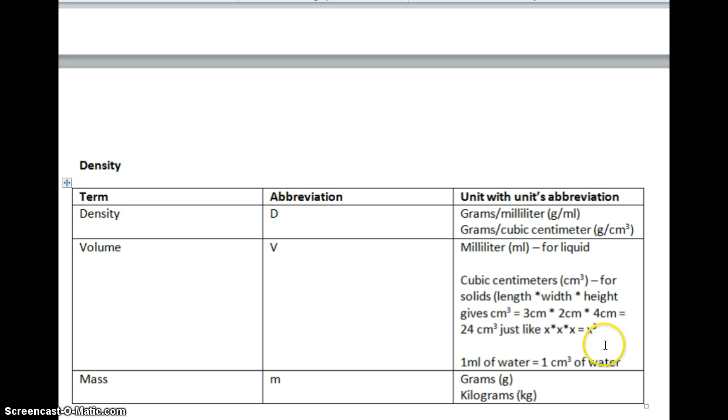That is also a very, very important thing to know in chemistry class. You can't forget your units. If you multiply stuff, you've got to multiply the units. All right, 1 milliliter of water equals 1 cubic centimeter of water.